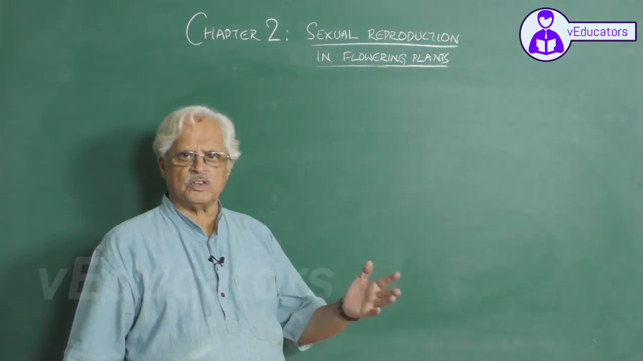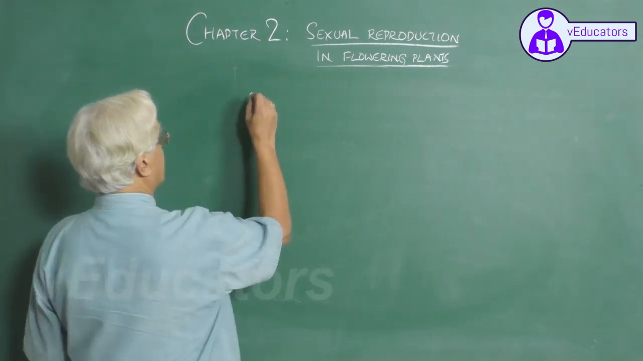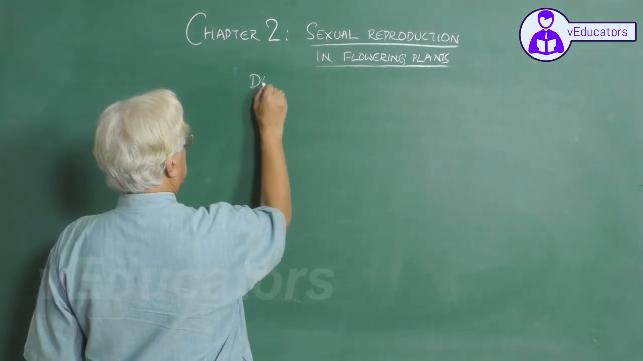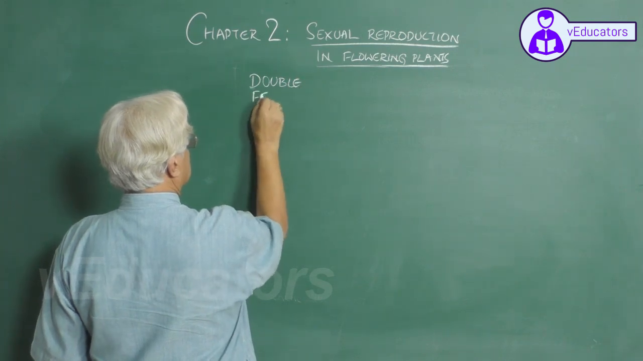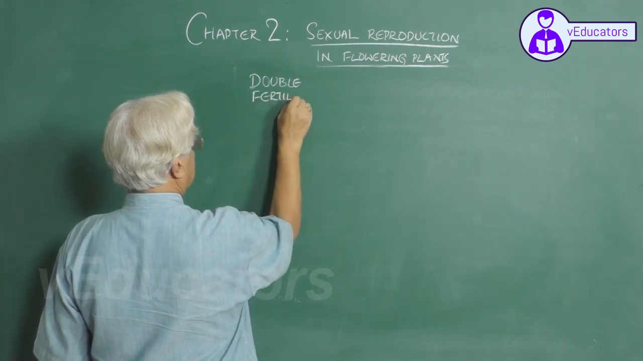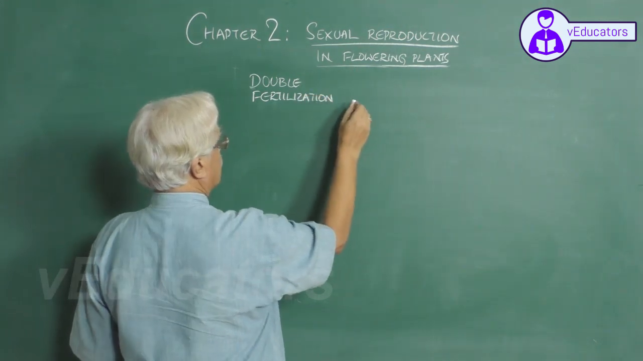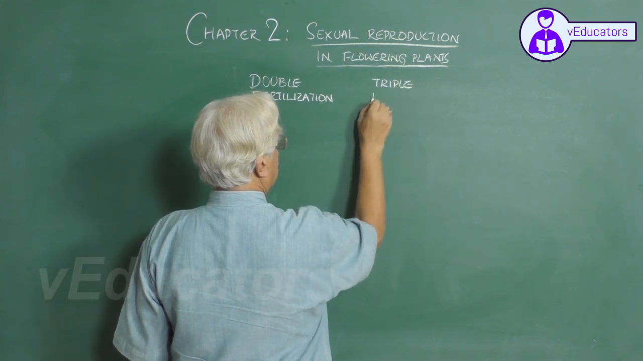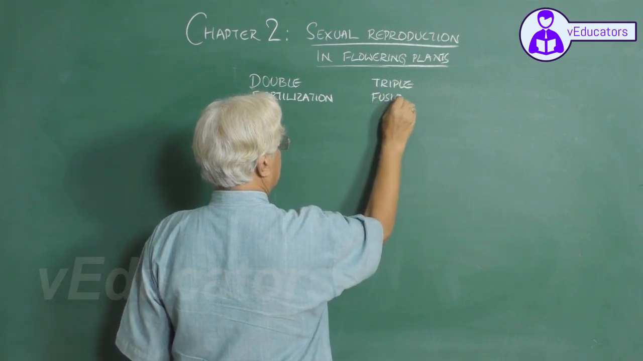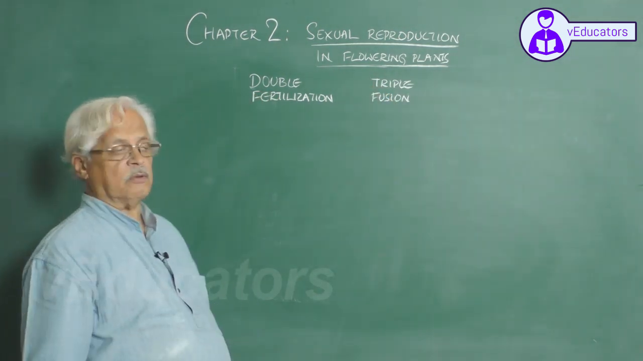The process of fertilization in angiosperms is unique. It is described as double fertilization and triple fusion.